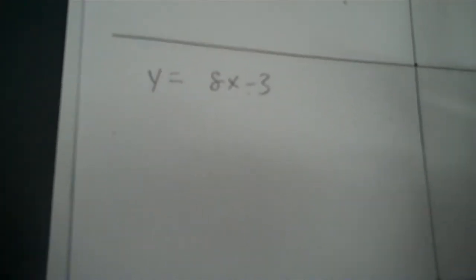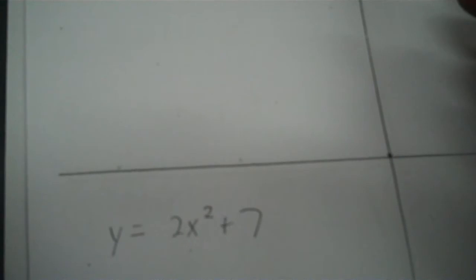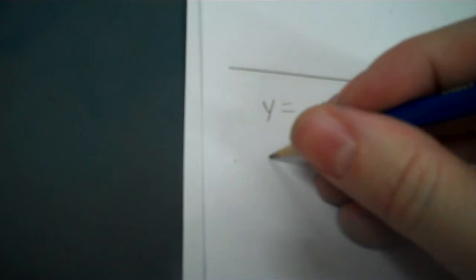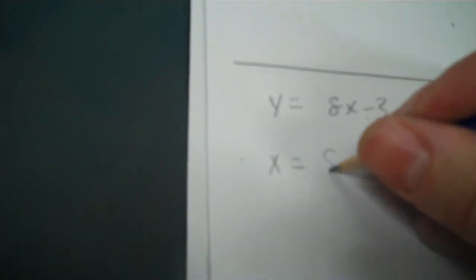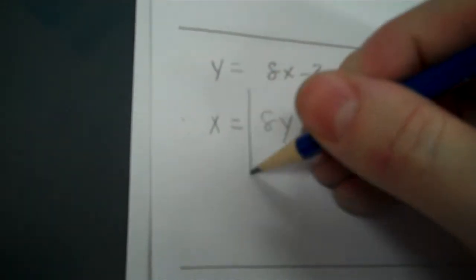Okay, y equals 8x minus 3, y equals 2x to the second power plus 7. Okay, so the first thing we need to do on an inverse means opposite, okay? So first you got to switch the x and the y. So x is going to go here, and then y goes here. And we have to get that y by itself. Okay, so here's the y.